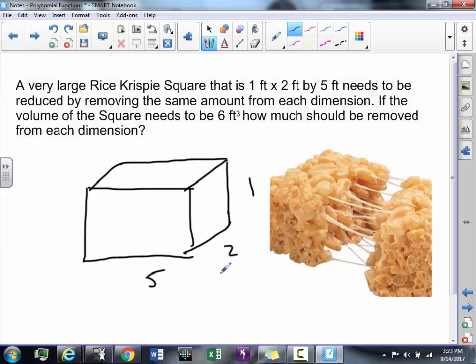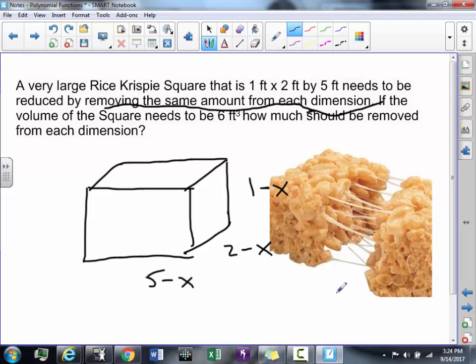Okay, you guys okay with this part so far? Stay with me. I know we're almost done. Okay. What we're going to do here is we're going to remove the same amount from every dimension. Here's what that means then. If it was a 1 by 2 by 5, well, what ends up happening is you're going to take an unknown amount off of this dimension. You're going to take an unknown amount off of this dimension. And you're going to take an unknown amount off of this dimension.